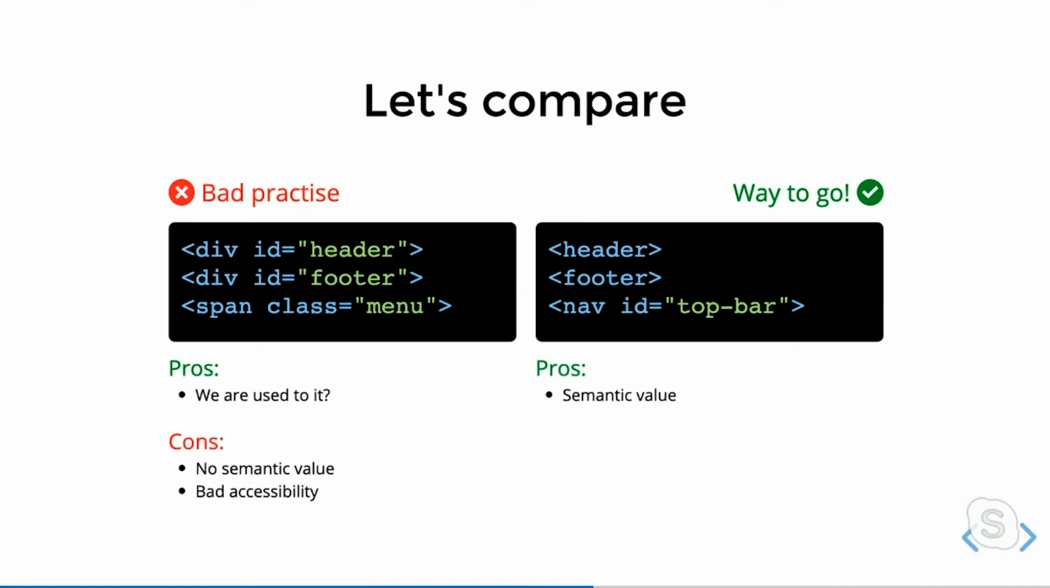The correct way, using the HTML5 semantic tags, we have the value. In the end, it can result in less code, so it's more readable. It's better for us as developers. It's HTML5, so it's future-proof, and it provides good accessibility. The bad part is that you have to get used to it, you have to learn it.